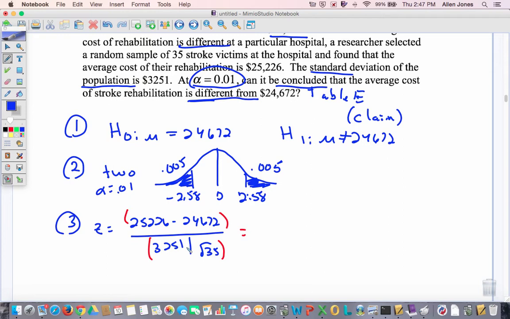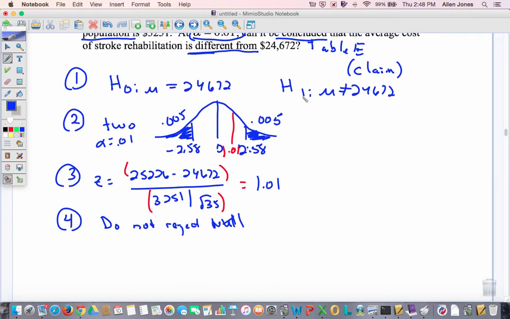I had a little mistake here, so give me just a second. 25,226 minus 24,672 divided by 3251 over the square root of 35. I get 1.008, or 1.01. Okay, so my test score is 1.01. 1.01 is going to lie right here between the two of those, which is going to tell me it lies in the unshaded area, so I do not reject the null.